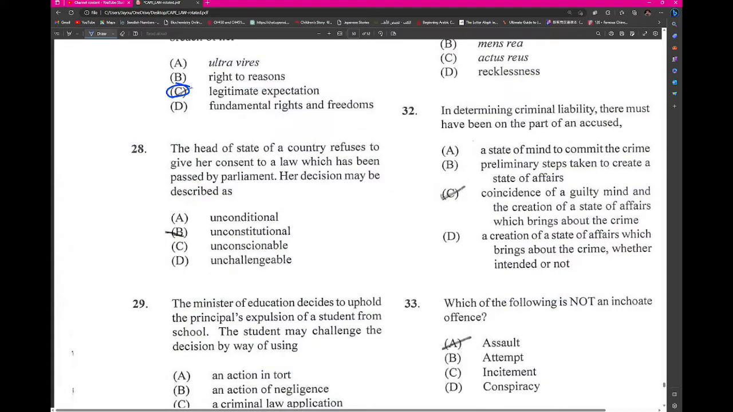The head of state of a country refuses to give her consent to a law which has been passed by parliament. Her decision may be described as unconstitutional. The head of state is not the head of government.